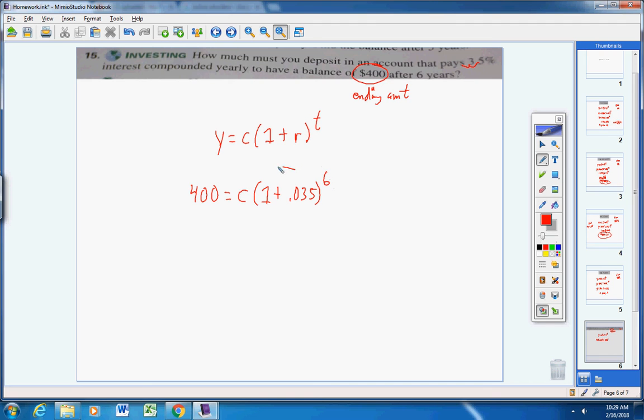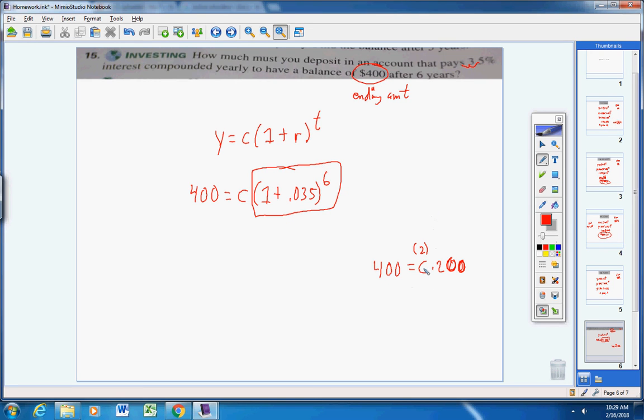Now, remember, students, this right here is a number, okay? Look at it like this. If I had 400 equals C times 200, something like that, you would know right away, students, that C has to be 2 because 2 times 200 is 400, right? That's obvious.